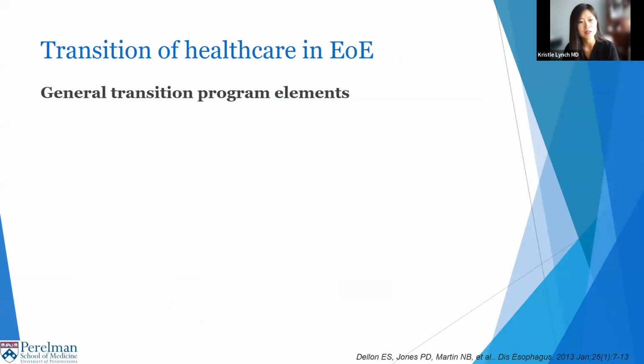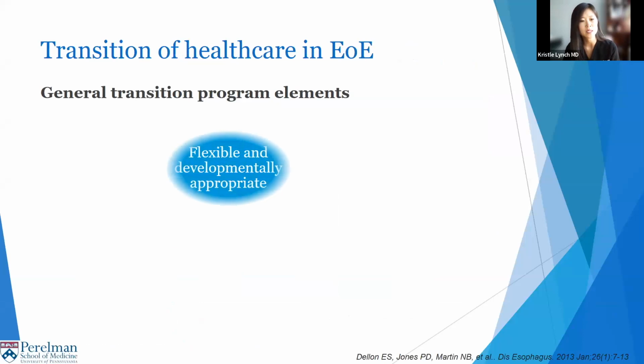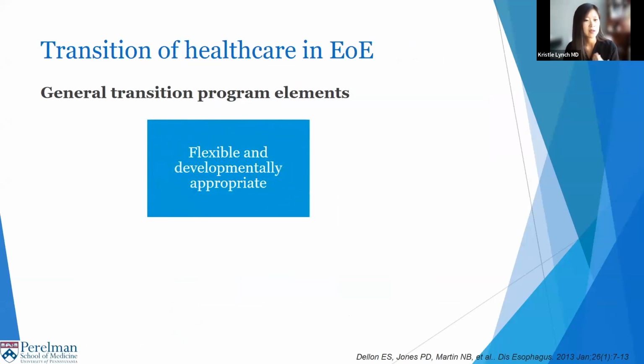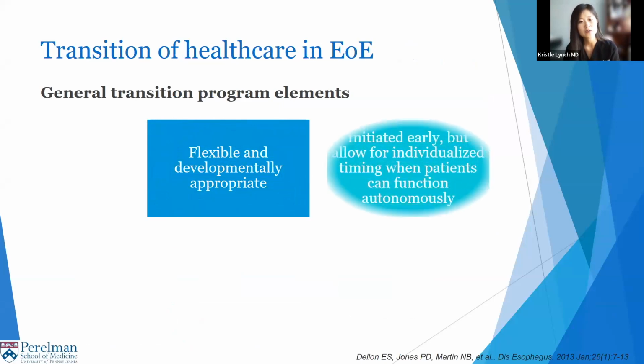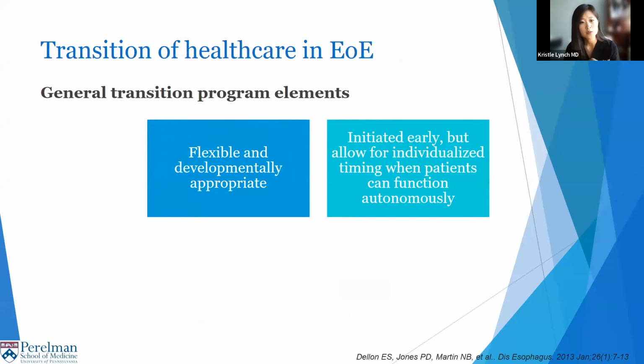So let's talk about the transition of healthcare in EOE and the general transition program elements. There are many elements that we need to keep in mind for transition of care because it's a complex process. So is the patient flexible and developmentally appropriate for transition of care? And this really should, as we already said, should be initiated early. That doesn't mean that the transition is occurring early, but just the process is initiated early. But we have to allow for individual timing when patients can function autonomously, and that is different for each patient.